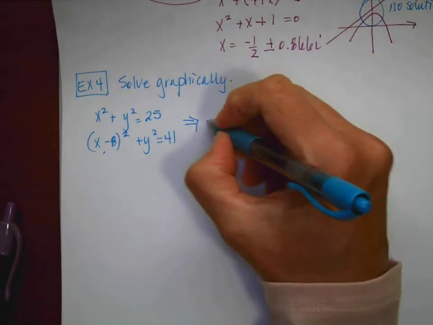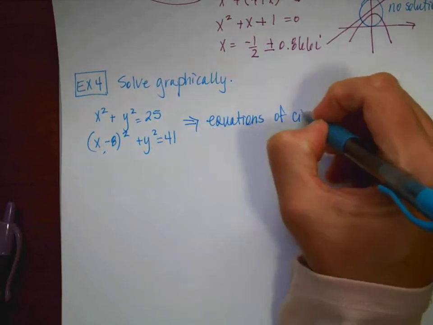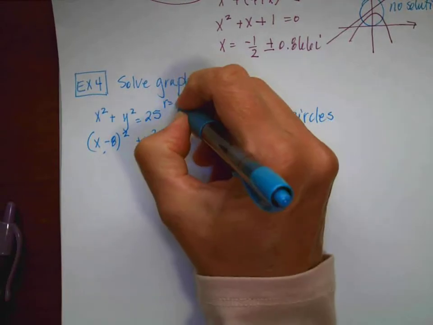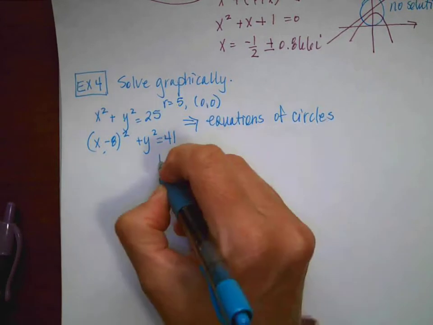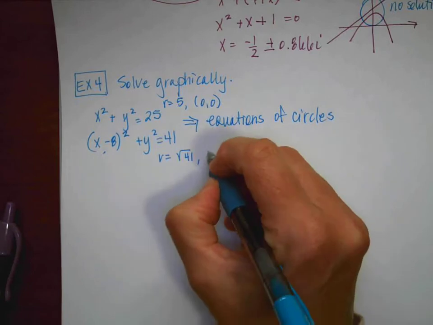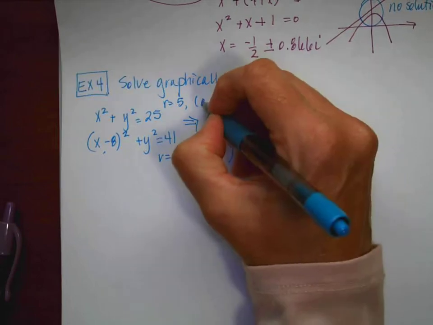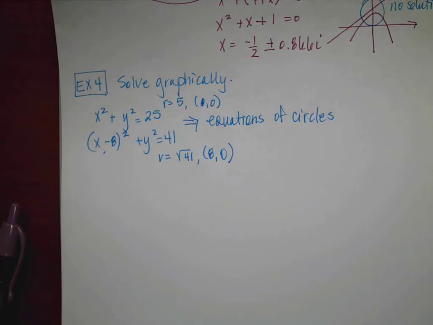So both of these are equations of circles. This one is going to have a radius of 5 and it's going to be centered at the origin. This one has a radius of the square root of 41 and it's going to be centered at 8 and 1. Okay? Oops, I lied. You're right. Sorry, brain fart. 0, 0. Alrighty, so that's what my graph is going to look like.